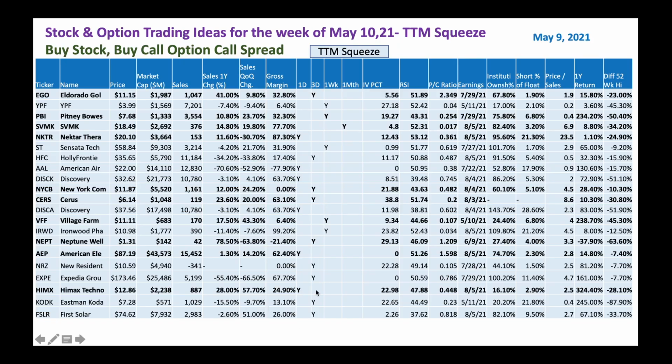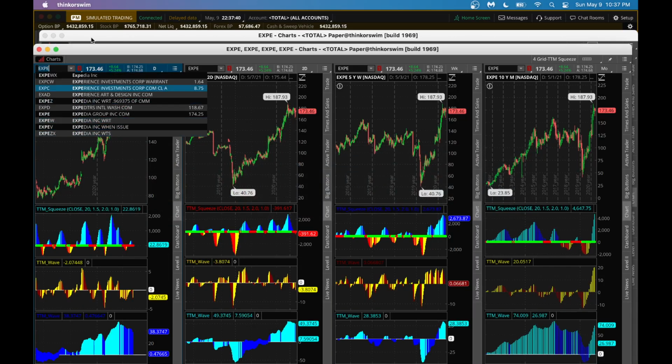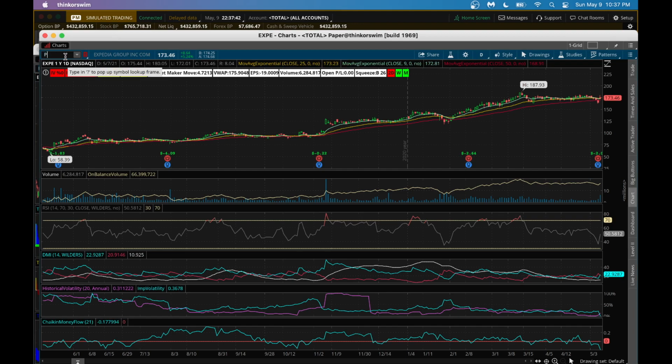For that, let's go to the next slide here. PayPal holding, I think this is a good stock. The stock has been beaten down of late. It's off 18%. As you see here, RSI is pretty low, 44, and IV percentile is 0. So let's look at PayPal and see if it's an idea to do something here.